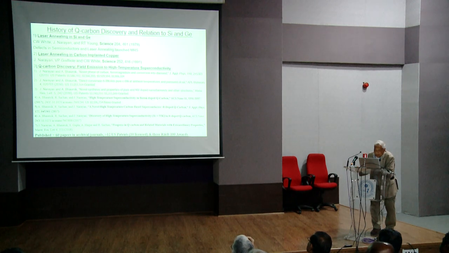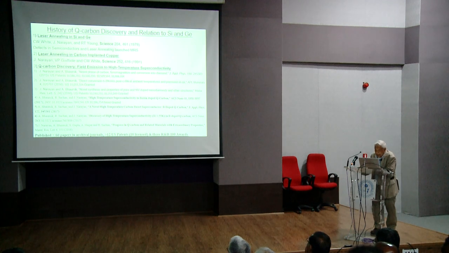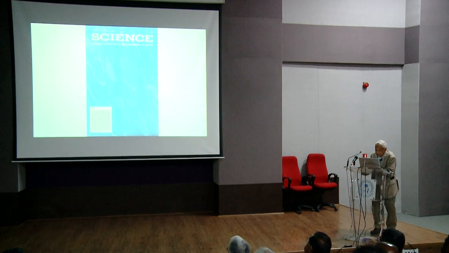Until 1991, we published another paper in Science. That's when I could melt carbon and turn it into diamond, but still I could not stabilize the process. So it took until 2015 for this discovery to materialize. This was the 79 paper in Science for iron implanted silicon, where you could show how you can control defects which were introduced by ion implantation.